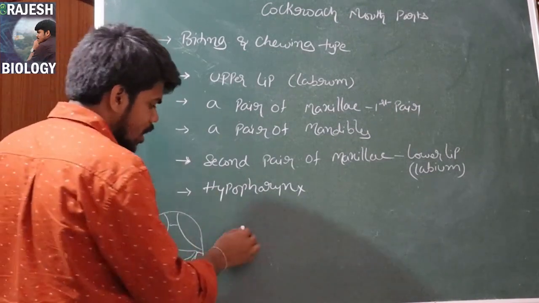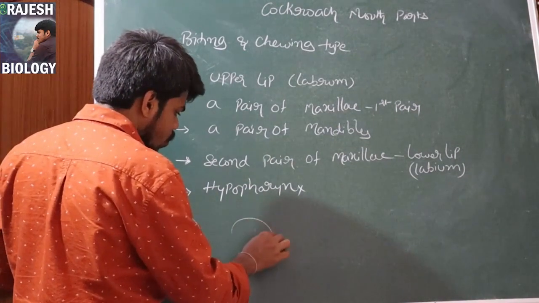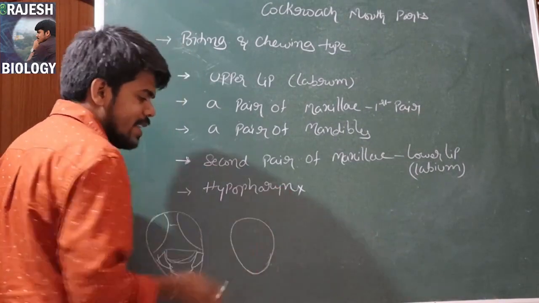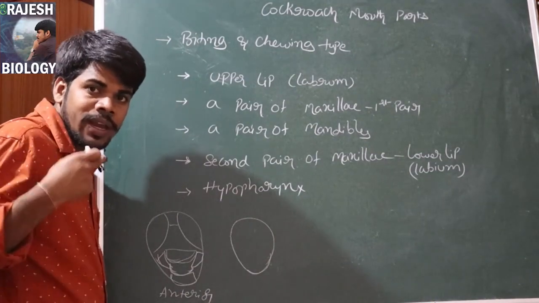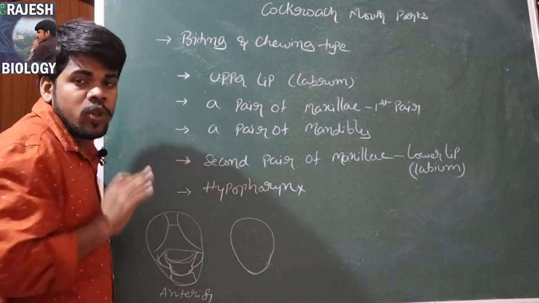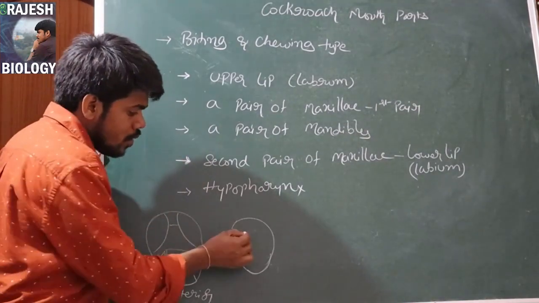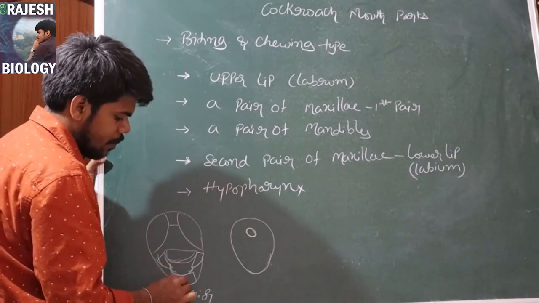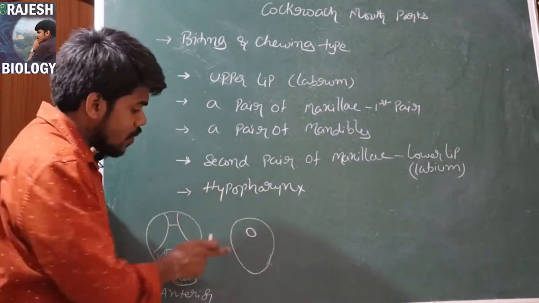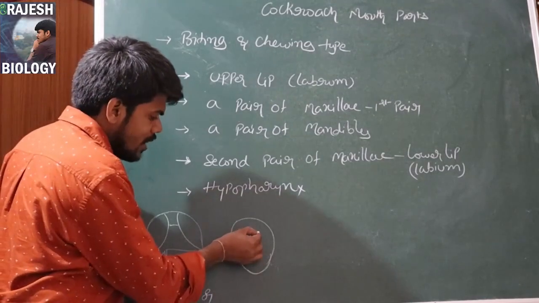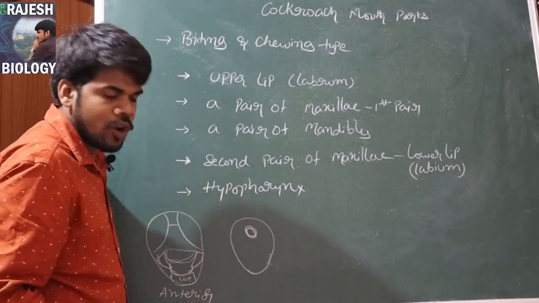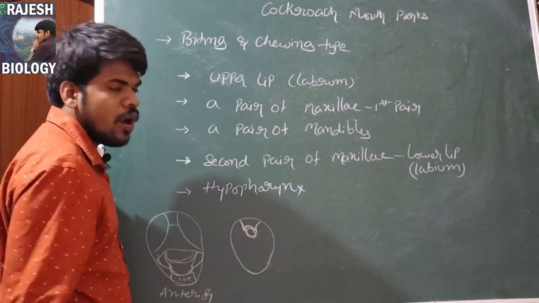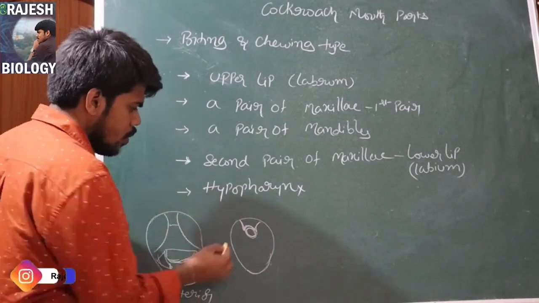Now come to the posterior portion. I already said, when we discussed the cockroach head, that we will discuss the posterior portion of the head when we discuss the mouth parts. So this is very important. All the mouth parts except the labrum we can observe from the posterior surface. This is the occipital foramen, and this is what? Occiput.